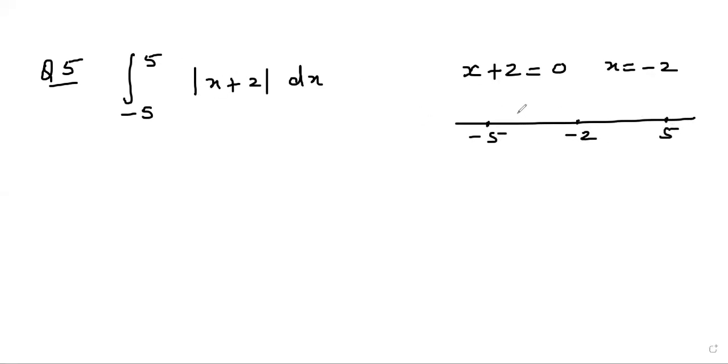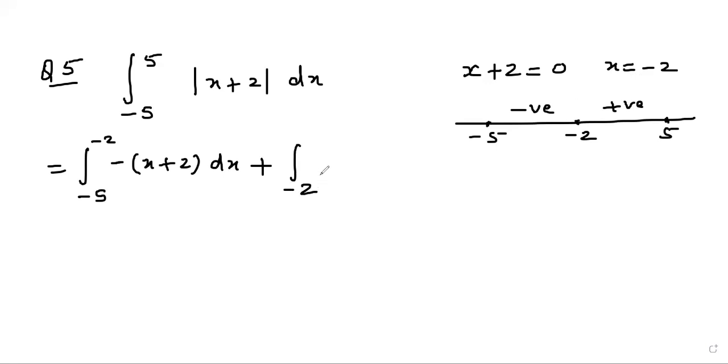So here in this interval from minus 5 to minus 2, function will be negative, and from minus 2 to 5, function will be positive. So we break this integral in two parts, minus 5 to minus 2, and we write minus sign (x plus 2) dx, and then from minus 2 to 5, we write positive (x plus 2) dx.